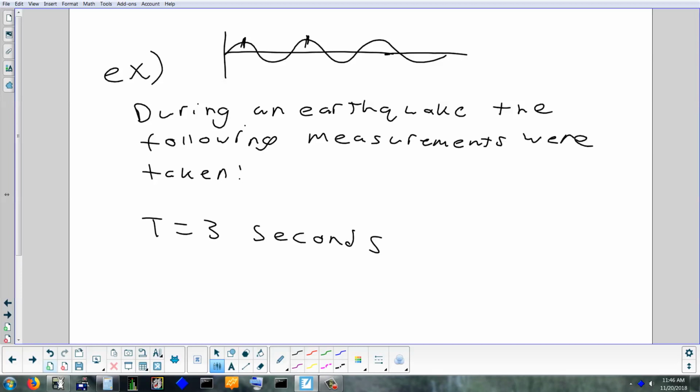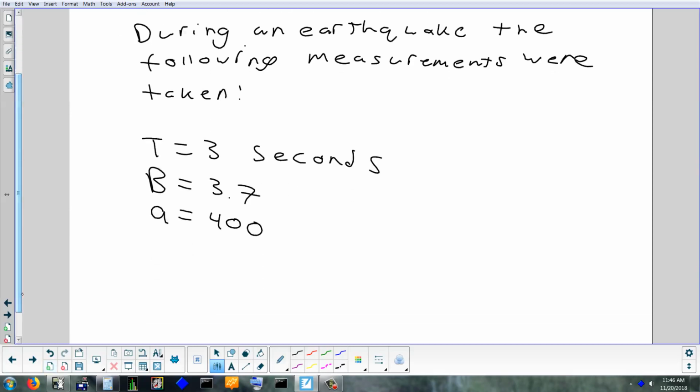What letter is the factor that accounts for the weakening of the wave? B. So again, that's just some factor, maybe it has to do with the soil type. Let's say B is about 3.7. And the last thing we need is the measurement of the vertical ground motion in micrometers. And let's say the ground was moving 400 micrometers. Okay. Find the intensity of this earthquake.